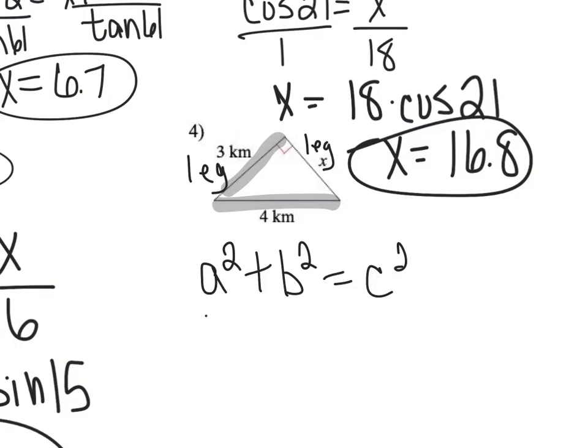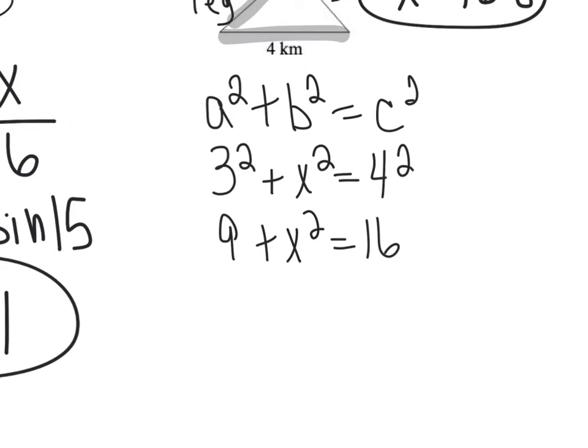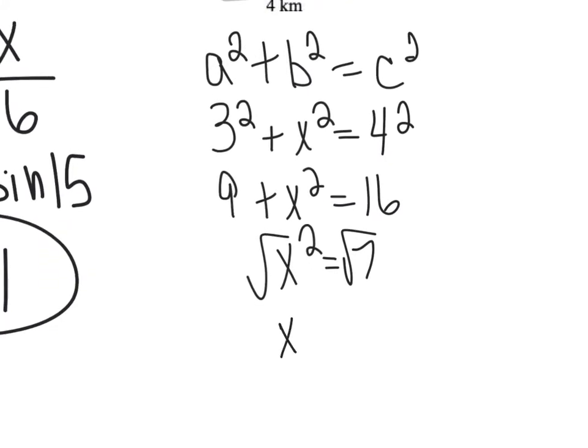So we would have 3 squared plus x squared equals 4 squared. And just finishing it out, we'd have 9 plus x squared equals 16. If we subtract 9 from both sides, I'd get x squared equals 7. Take the square root and I would have x equals the square root of 7. I can't simplify that anymore. And if we want to know approximately what that value is, we can put the square root of 7 into our calculator, and it's about 2.6.